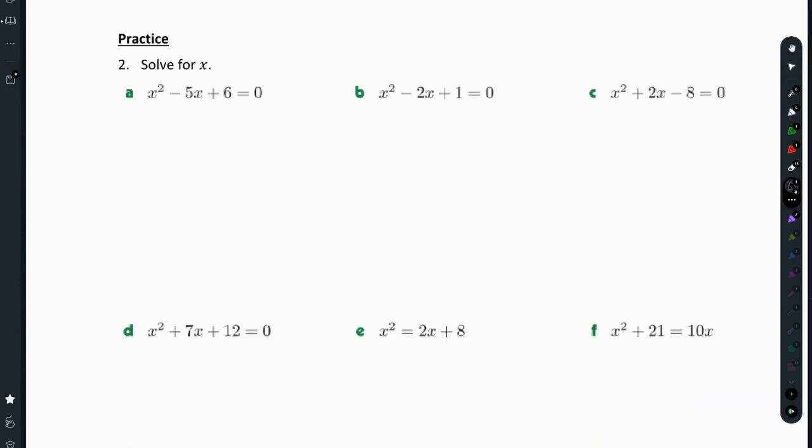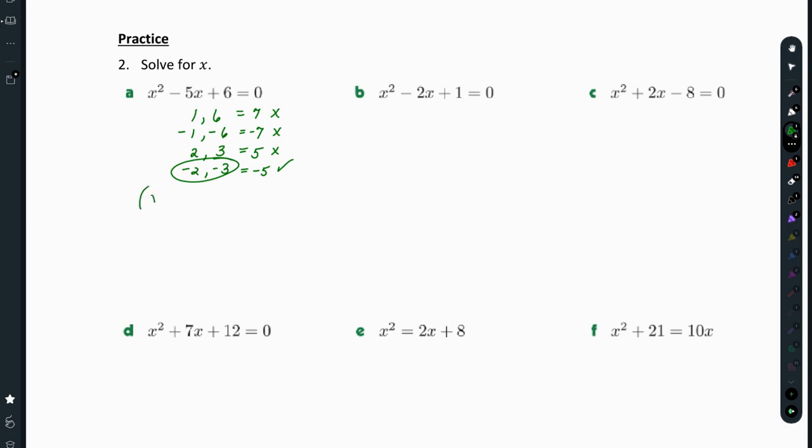Okay, so we're going to look for all the multiples of +6. So we get 1 and 6, -1 and -6, 2 and 3, -2 and -3. And what we want to do is look at which pair will add to -5. This adds to 7, so no. This adds to -7, so no. This adds to 5, so that doesn't work. But lastly here, this adds to -5, so that is the one we want to use.